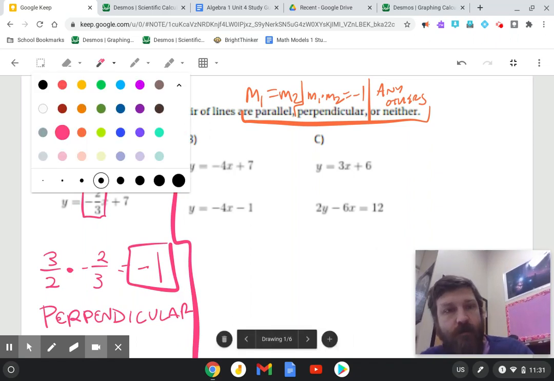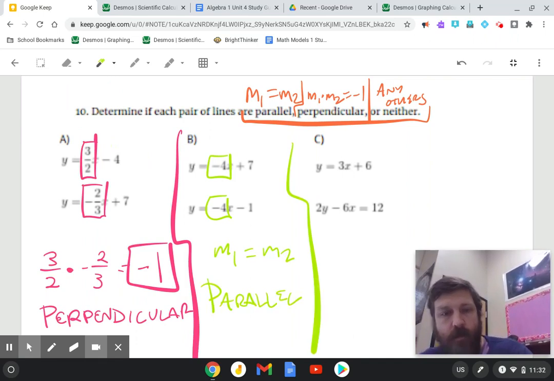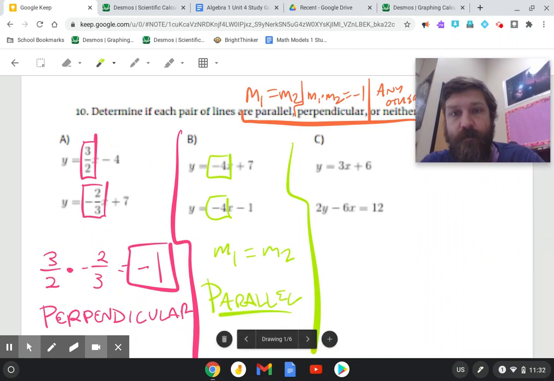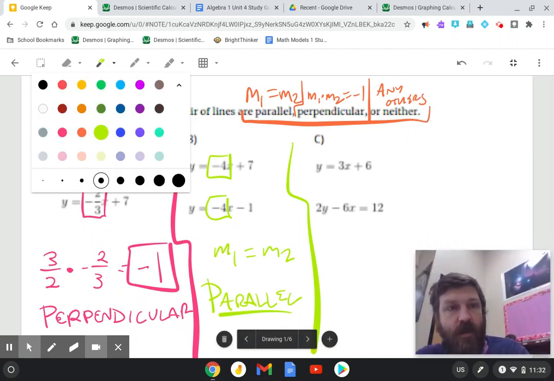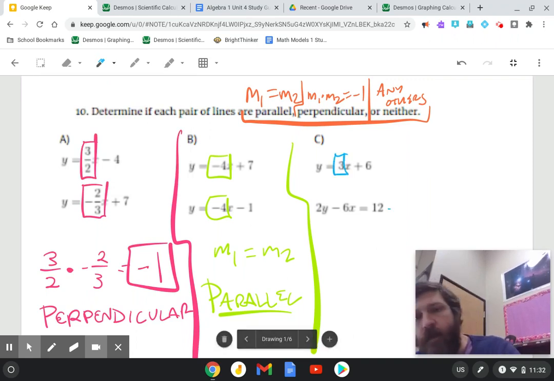Looking at the next one, I have -4 and -4. So the slopes equal each other, and that is parallel. Pretty straightforward. That's as easy as it gets. Now, in the third problem, I wanted to give an example like this. The lines are not in y equals form. This one has a slope of 3, but what about this one?